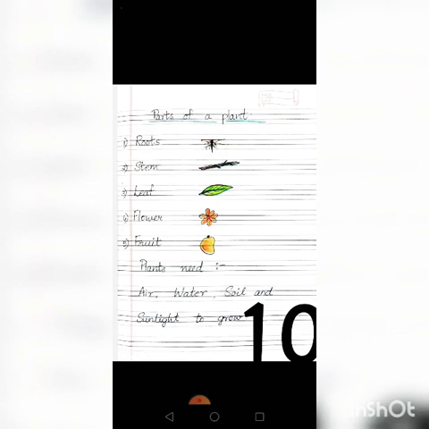Then the last page, parts of a plant. Write down and draw each part separately, very small, so that when you have a question answer, or a fill in the blank, or a true and false, these pictures will come into your mind. Will you do it neatly and submit it to me quickly? I know you will.